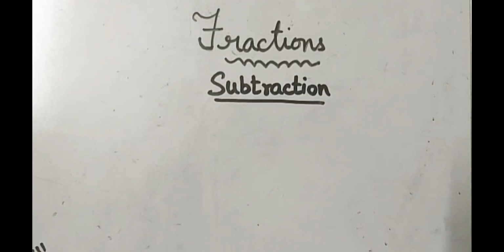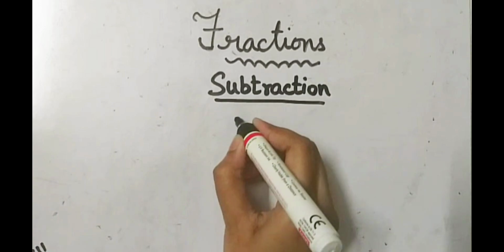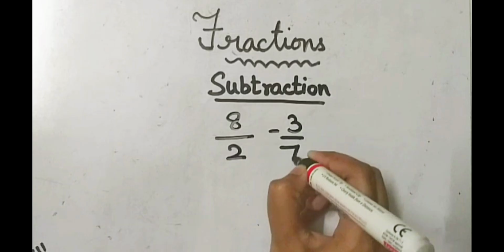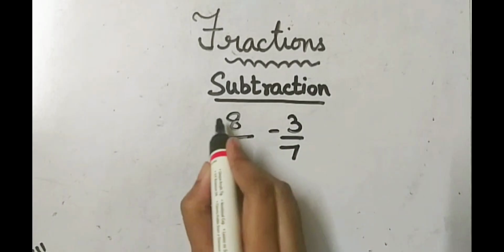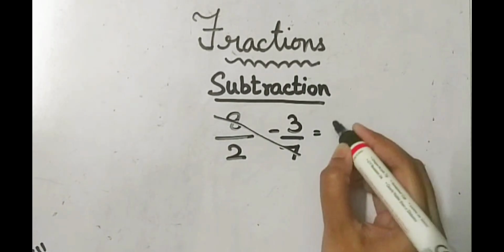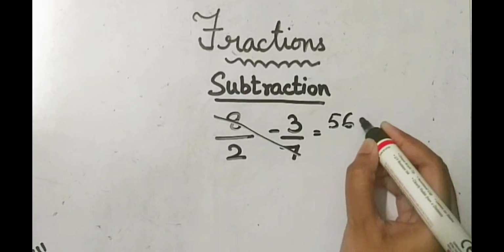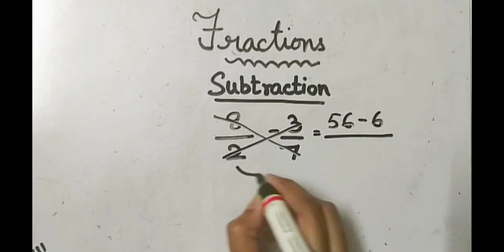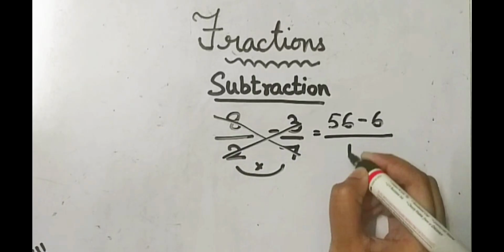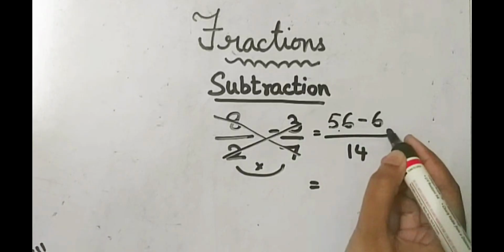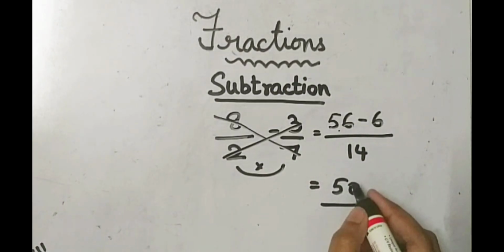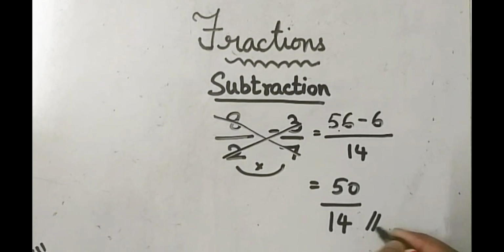Now let's do subtraction. We'll take one problem: 8 by 2 minus 3 by 7. How we did in addition, like that only. First do cross multiplication. 8 sevens is 56 minus 2 threes is 6, by, now multiply the denominators. 2 sevens is 14. Now 56 minus 6 is 50 by 14. That's it. This is the way of doing subtraction of fractions.